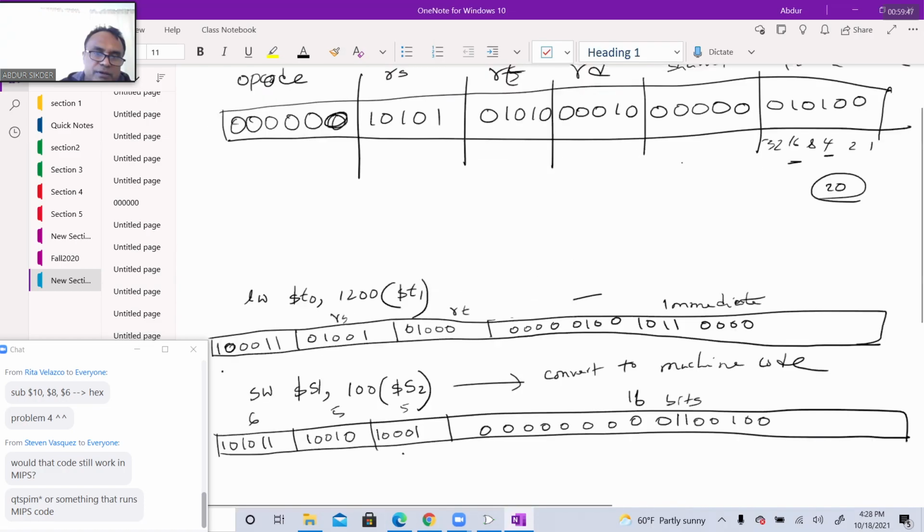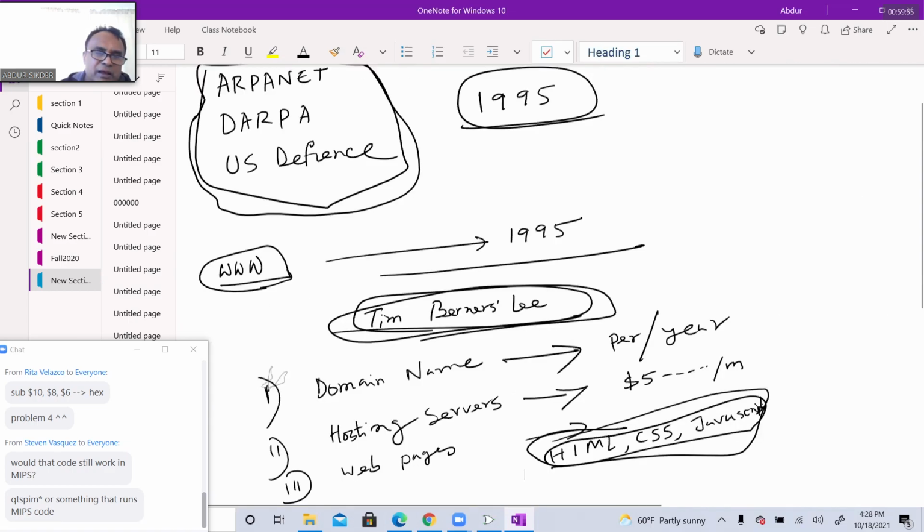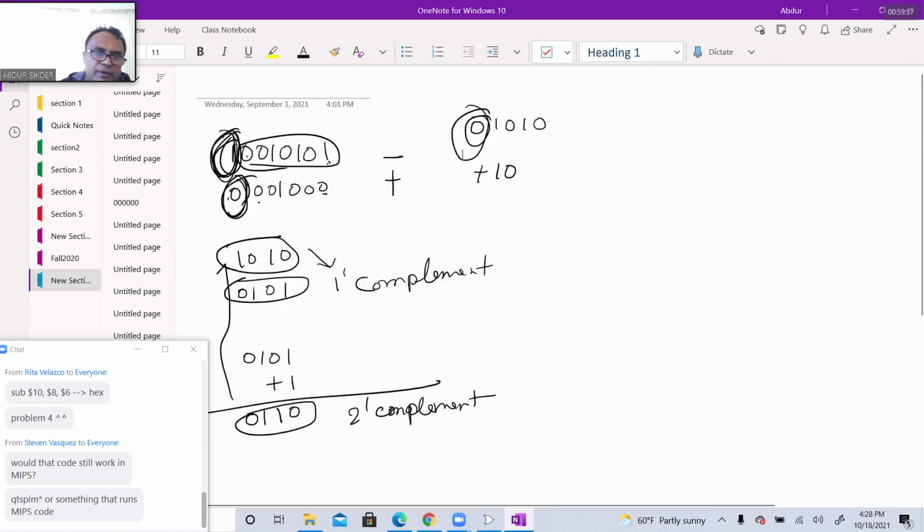Any question? Oh, this opcode example here. So, a different thing. For the overflow questions, yeah.